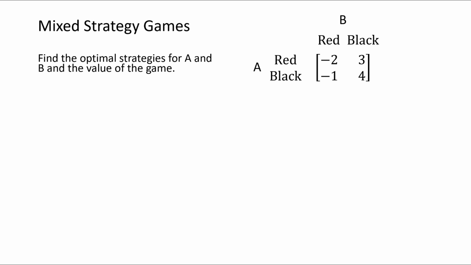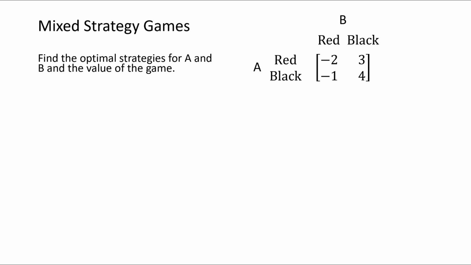In this game, if A and B both show a red card, player A loses $2. If A shows a red card and B shows a black card, then player A wins $3. So that value is positive 3 on our matrix. If A chooses a black card and B chooses a red card, then A loses $1. And if A chooses a black card and B chooses a black card, A wins $4. So our matrix is -2, 3, -1, 4.